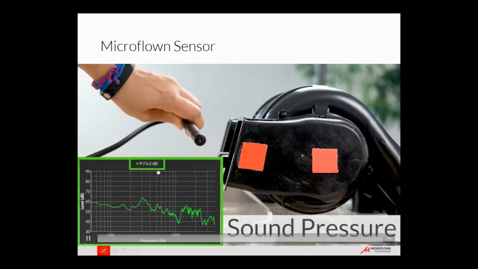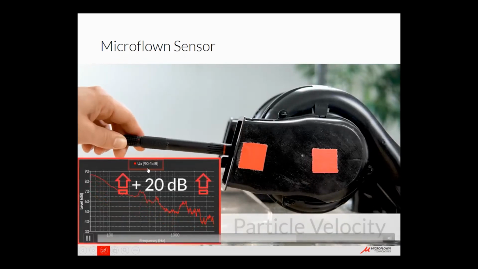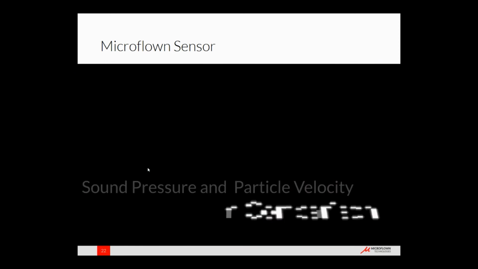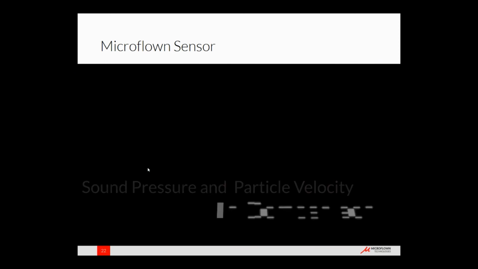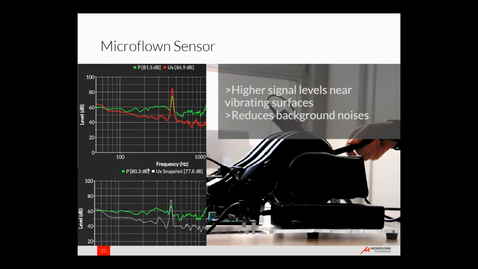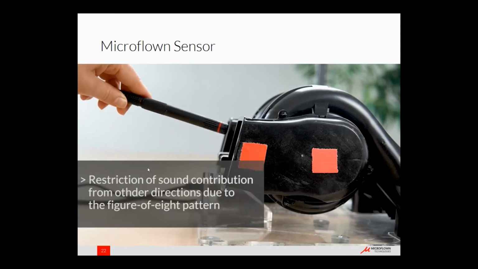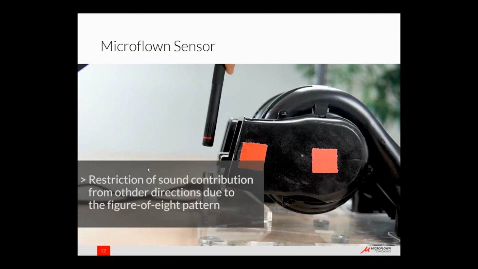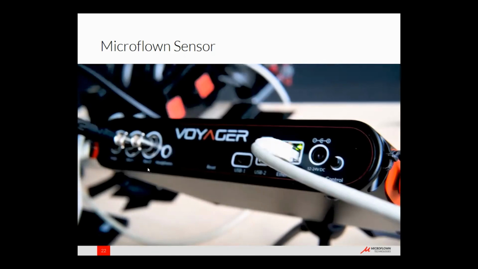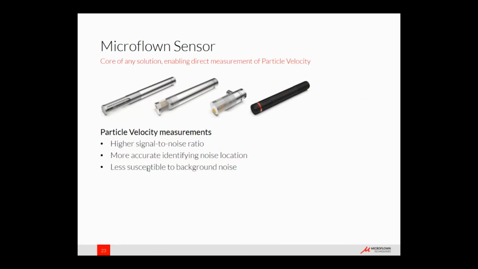And when we do the same with particle velocity, you can see a significant increase of over 20 dB when we rotate the sensor from the non-sensitive to the sensitive direction. So this video is available on our website or LinkedIn, so you can play it back with sound and experience yourself the power of the particle velocity, how it can give you advantages compared to the sound pressure.